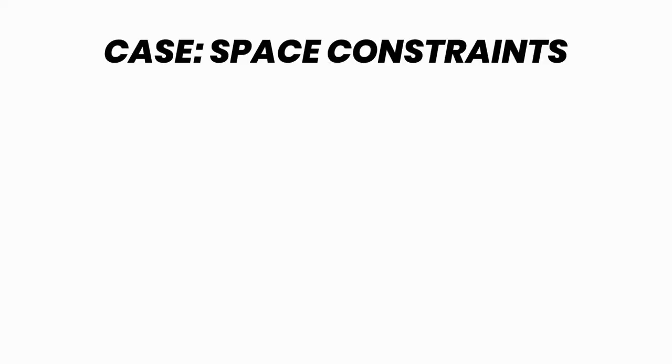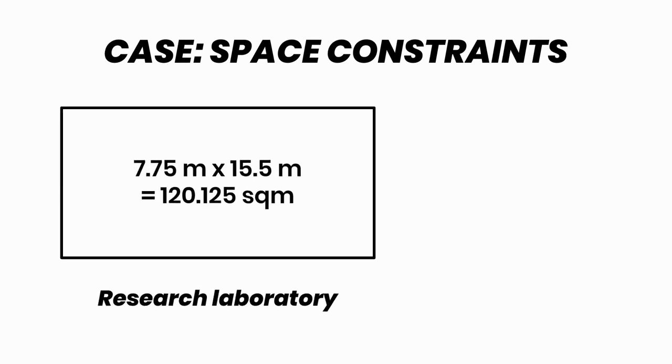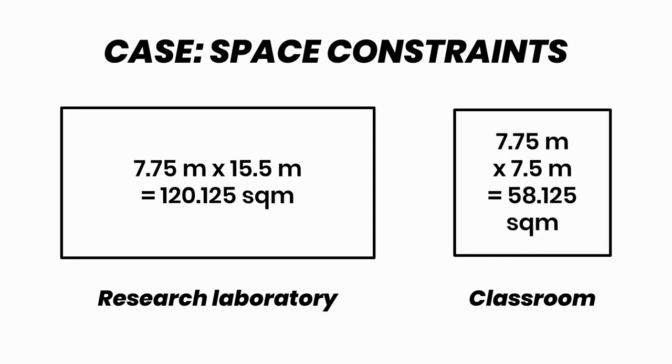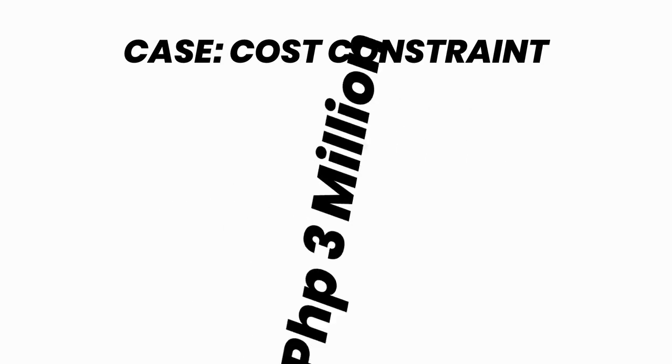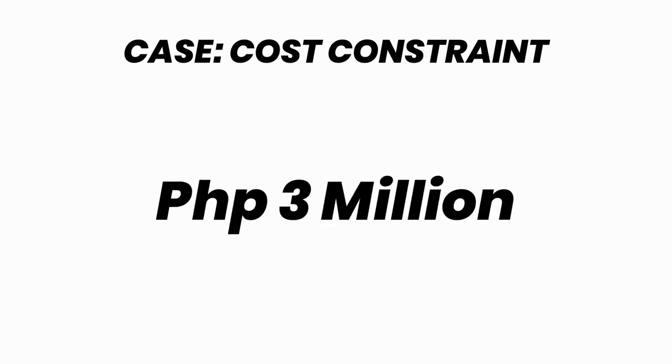The specific case restricts the space for each as follows. Comparing the numbers, we can see that the minimum required space is less than the available space. The case is also constrained by a budget of 3 million pesos, which will mainly be considered in the purchases needed for facility systems and equipment.